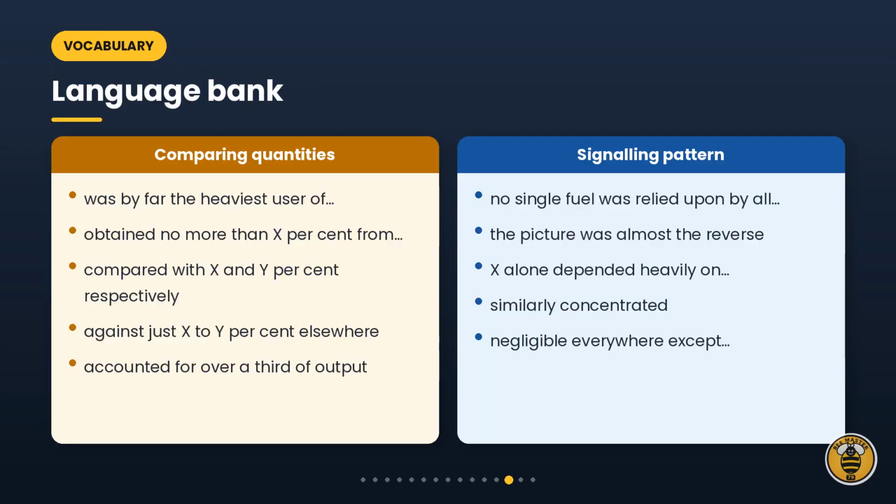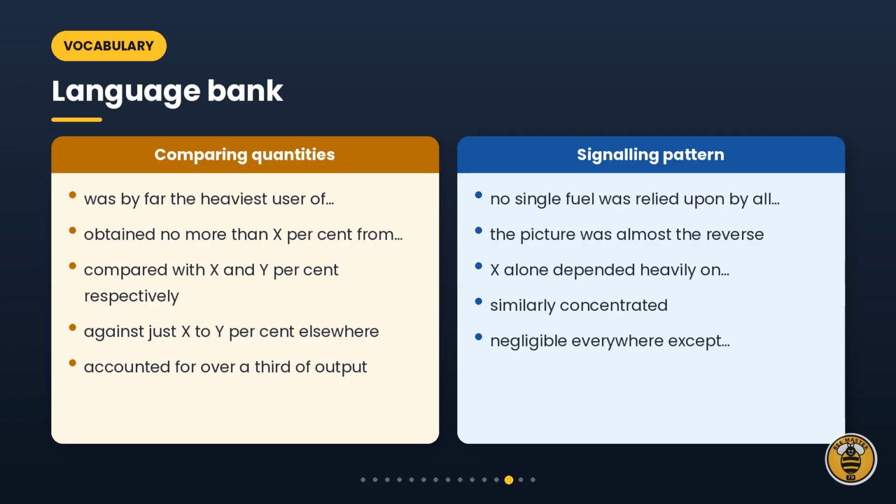These are the phrases worth stealing. On the left, language for comparing quantities: was by far the heaviest user of, obtained no more than X% from, compared with X and Y% respectively, against just X to Y% elsewhere, accounted for over a third of output.